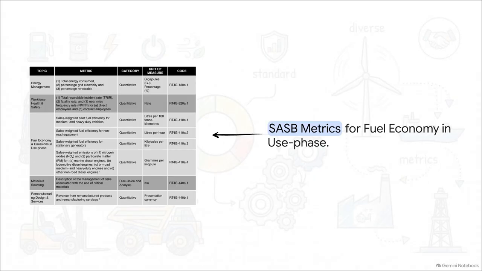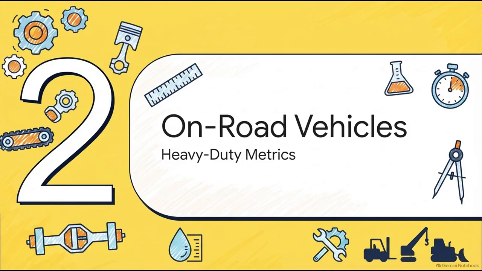And if you check out the official SASB standard documentation for industrial machinery and goods, you'll actually see this elegant solution in action. Grouping these efficiency metrics by their operating context is a formalized requirement under their fuel economy and emissions use phase topic. Getting this right is absolutely critical if we want accurate, comparable environmental reporting across the entire industry. Moving on to part 2, on-road heavy-duty vehicles.